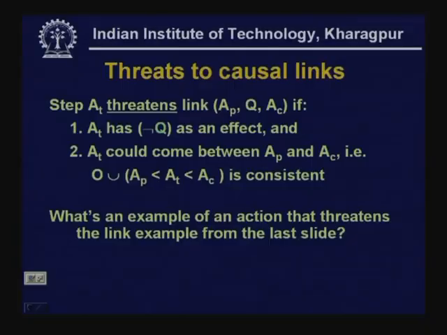Now, when we have an unsafe link, as we noted, there is a step which can come between a protected link. So, we say that a step AT threatens a link AP achieves Q for AC if, number 1, AT has not Q as an effect. Secondly, if AT could come between AP and AC, that is, if according to the partial plan we can put AT between AP and AC. In both these cases there is a problem with the partial plan, it is not fully correct.